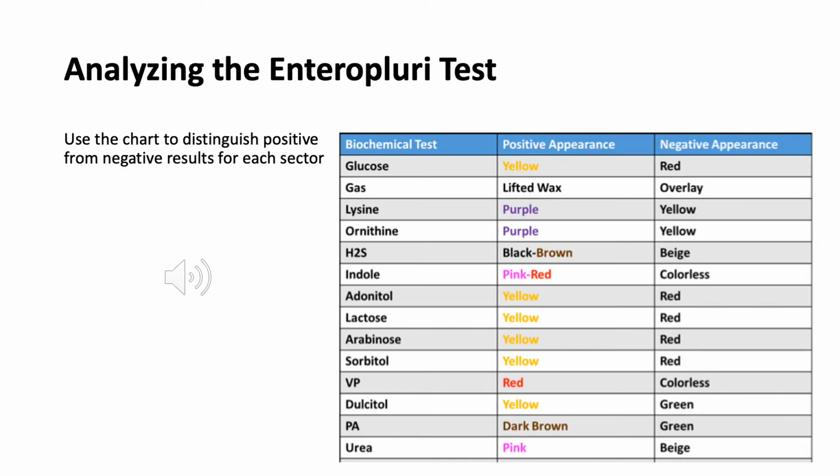So you would go through each segment of your tube, and using this chart for reference, you would mark down if you have a positive or a negative result for every one of those biochemical tests. The glucose test, if it's yellow, that's a positive. The gas test, if there's lifted wax like a bubble underneath, that's positive. If not, that's a negative. The lysine test, if you see a purple result, that's a positive. If it stayed yellow, that would be a negative. And so on. You go through the chart and mark each segment as either positive or negative.